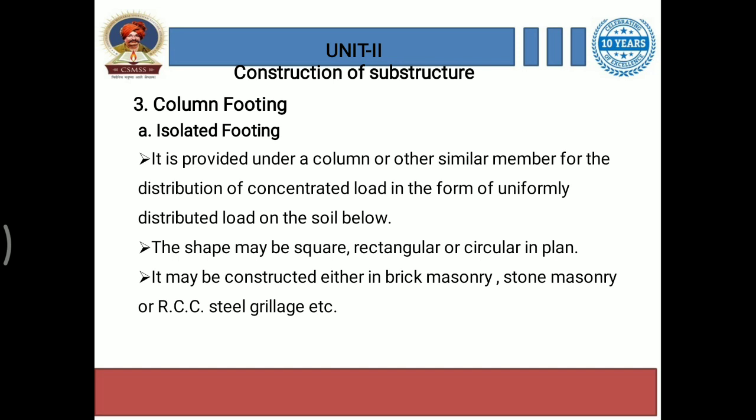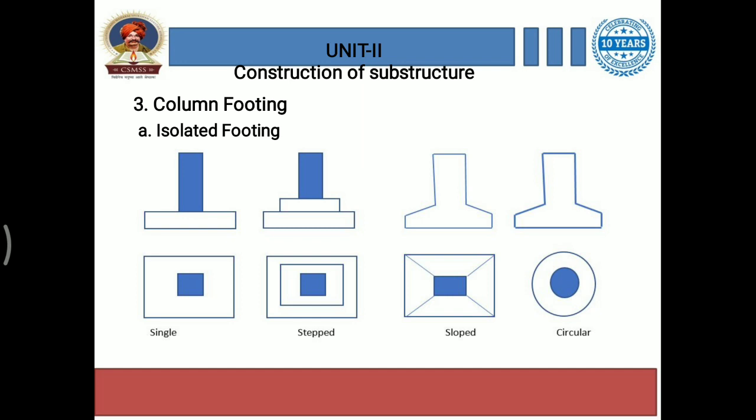Then the shape may be square, rectangular or circular in plane. These isolated footings may be square, rectangular or circular in plane. It may be constructed either in brick masonry, stone masonry or RCC, steel grillage, etc. These isolated footings may be made of different materials like brick masonry, stone masonry or RCC. Okay. These are the forms of isolated footings.